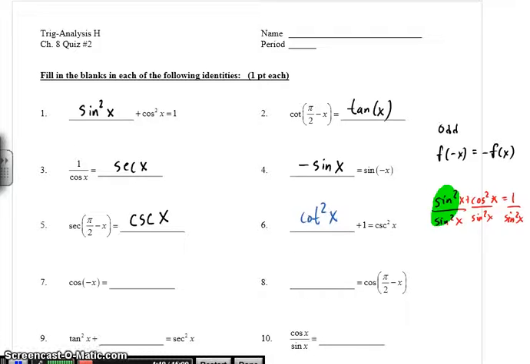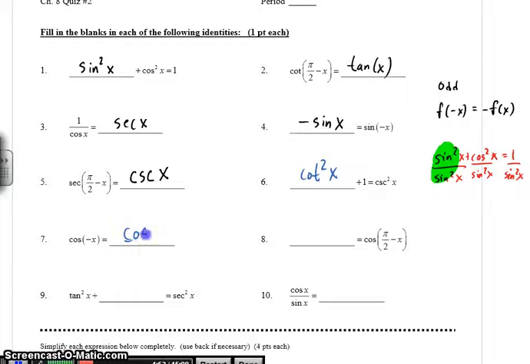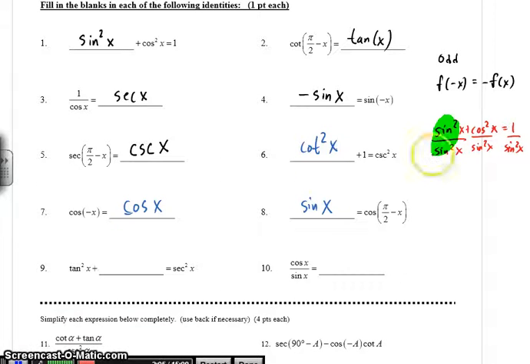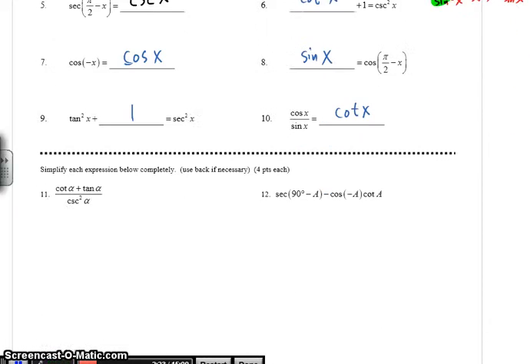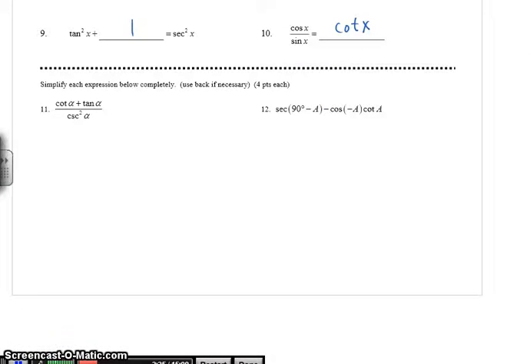Number 7, cosine of the opposite of x. Cosine is even, so this is cosine of x. Number 8, this is one of those cofunctions. This is cosine, so this is sine of x. Number 9, same as number 6, except I'm going to divide through by cosine instead of sine, because I want a secant squared over here, and so this is actually 1. And number 10, cosine over sine is cotangent of x. So these are all identities you really need to know. You need to study them, but you need to remember where they came from because that's going to help you remember. All right, we go on to the 2 simplifies.